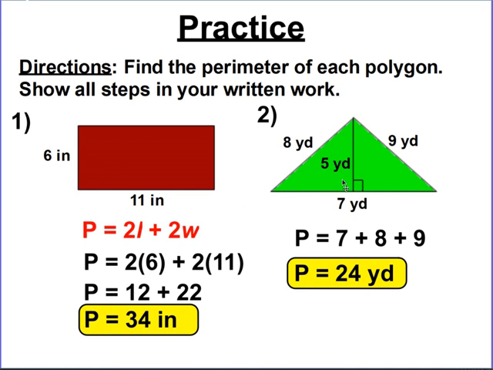For the triangle, what you'll notice is there are four measurements there. The triangle has 3 sides, so one of those measurements is not a side. The 5 yards is a line that goes through the triangle, but it's not a side measurement for that triangle.